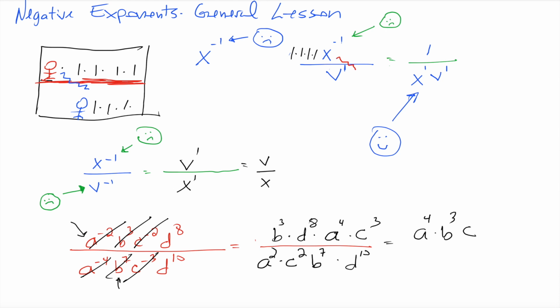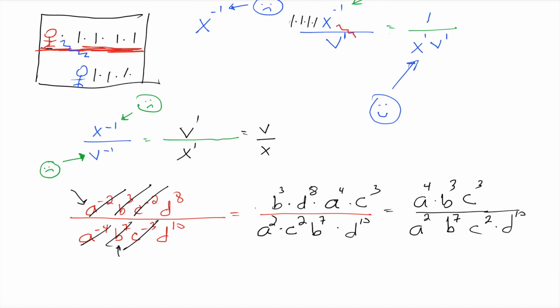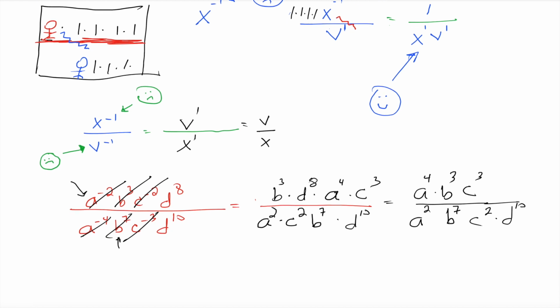And c to the 3rd, and then over a squared, c squared, b squared, nope, just kidding, b to the 7th, and d to the 10th. So now, I cannot believe that I designed a terrible problem. So I'm gonna change it a little bit.